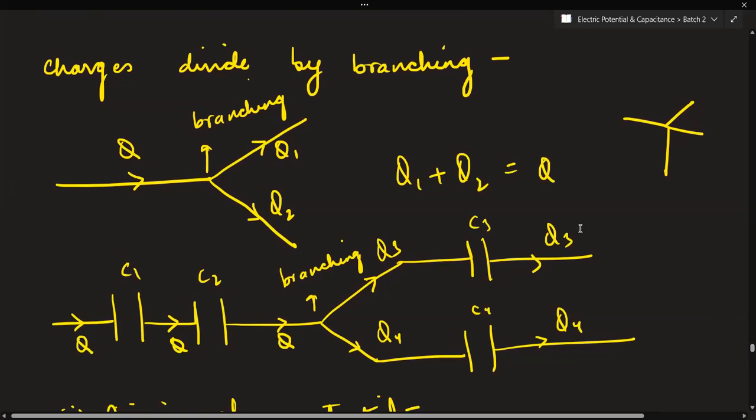Teacher, does the charge divide equally or will there be an unequal distribution? It depends. It doesn't matter. Charges can divide equally, they can divide unequally. And it doesn't even matter how much the branching is occurring. If the wire has divided into two parts, it doesn't mean that the charges will be equal. It will depend on the situation.